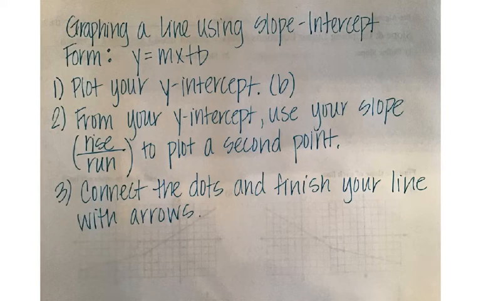So here are the steps for when you're graphing a line using slope-intercept form. First, you're going to plot your y-intercept. I will go through this in just a second on the graph. Then, from your y-intercept, don't go back to the origin where your x and your y-axis intersect. Start where you plotted that point in step 1 and use your slope, rise over run. So you're going to go up and down, then left and right to plot a second point. Finally, you're going to connect those two dots and finish your line with arrows on each end.